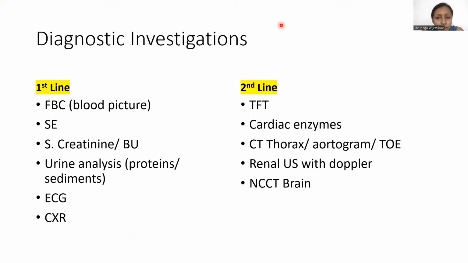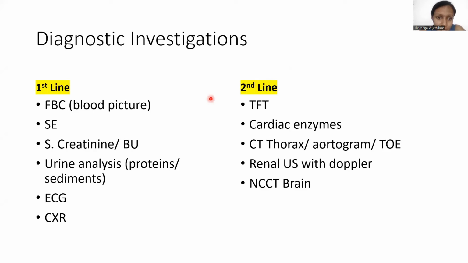Now, we have what investigations should be considered. Now, when you go through the history and examination, by now you know the blood pressure is over 180 and 110, and they have some symptoms. So we have the diagnosis as hypertensive emergency. We've got a clinical diagnosis. Now, to prove it, we have to do some investigations.